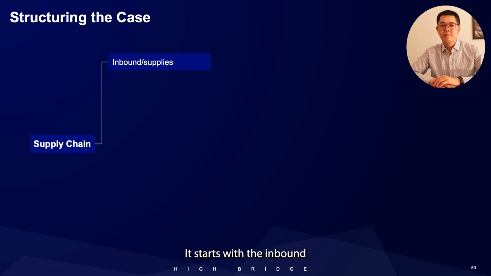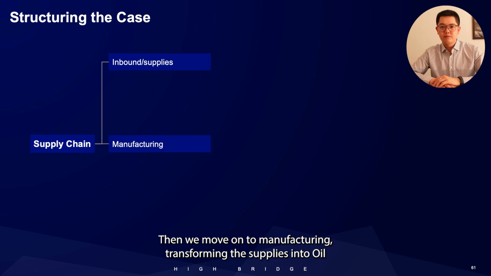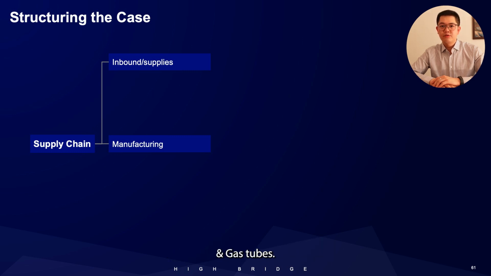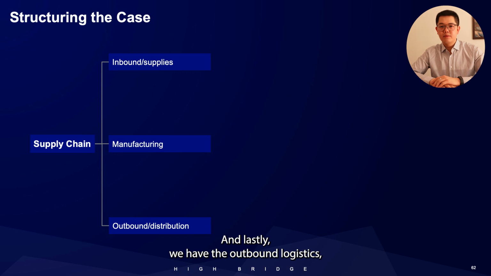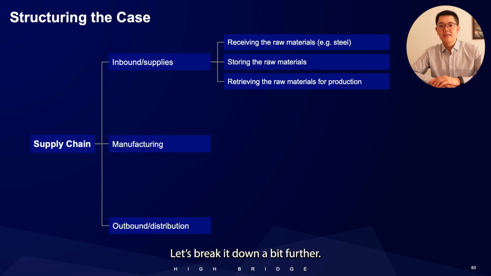It starts with the inbound logistics, or the supplies coming to our factory. Then we move on to manufacturing, transforming the supplies into oil and gas tubes. And lastly, we have the outbound logistics, or the distribution of the finalized product to customers. Let's break it down a bit further.